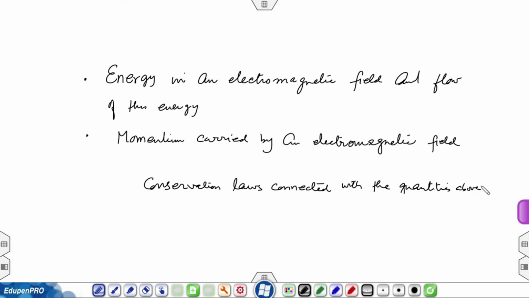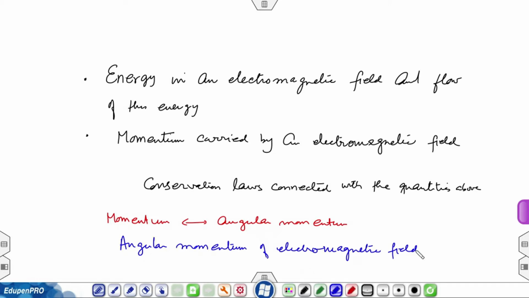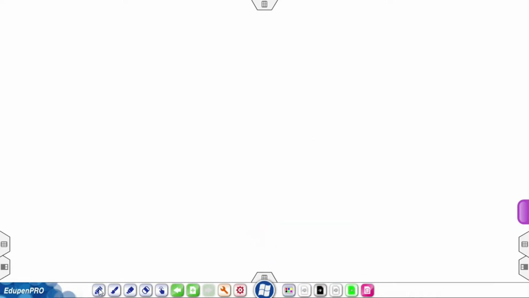In the case of energy, we had a Poynting vector. In the case of momentum, we had a stress tensor that was giving momentum. And now, if there is momentum, we realize there should be angular momentum too. And this is the topic of discussion in this lecture. We are going to talk about angular momentum of an electromagnetic field. So, let us begin that.